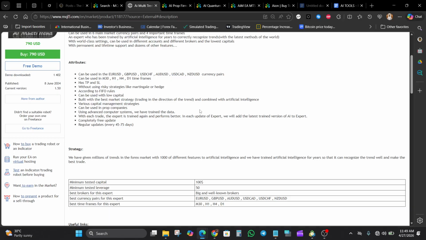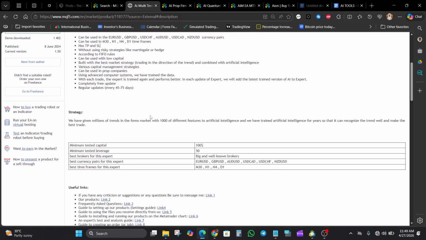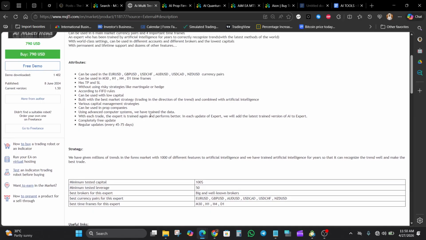Now, when I break down the features, I don't just look at what it does, I look at why it matters. And first of all, it uses a trend following AI model. This is important because instead of trying to predict every market movement, it focuses on identifying directional bias. In strong trending markets, this kind of logic usually performs best. It also includes built-in stop loss and take profits on every trade, which is a key risk control mechanism.